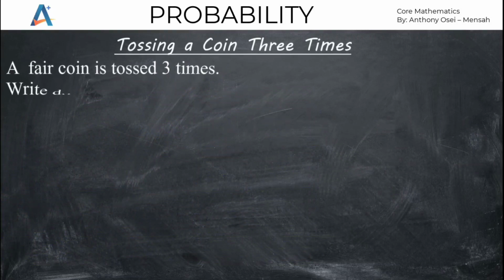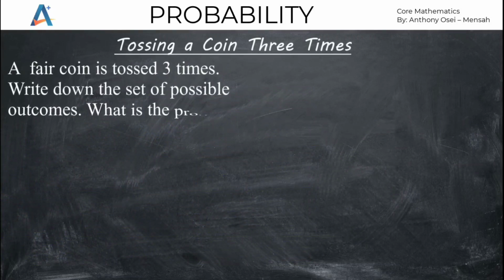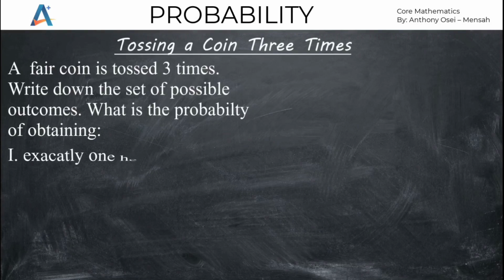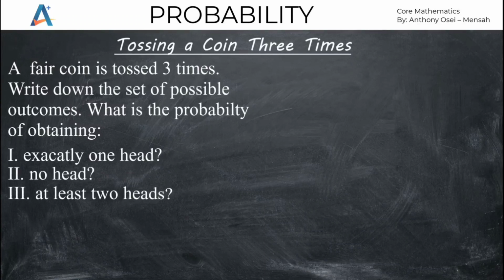Now, in this question, it reads, a fair coin is tossed three times. Write down the set of possible outcomes. What is the probability of obtaining I, exactly one head, II, no head, III, at least two heads, IV, a head and a tail? Now, with this, we have to know that the coin was tossed three times. So, a fair coin is tossed three times.